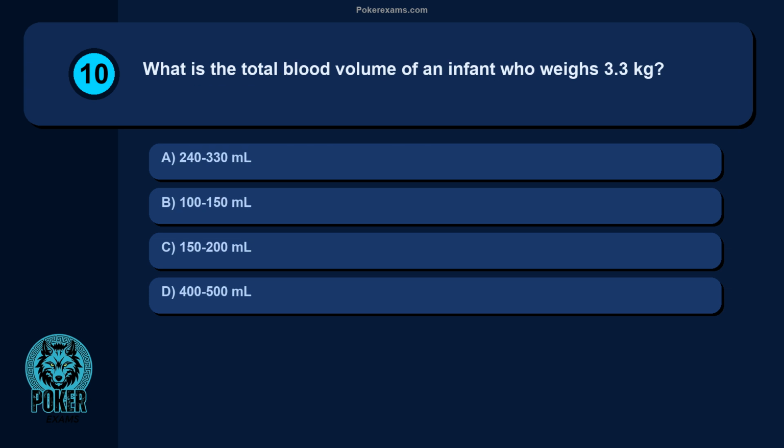Question 10. What is the total blood volume of an infant who weighs 3.3 kilograms? 240 to 330 milliliters. 100 to 150 milliliters. 150 to 200 milliliters. 400 to 500 milliliters.